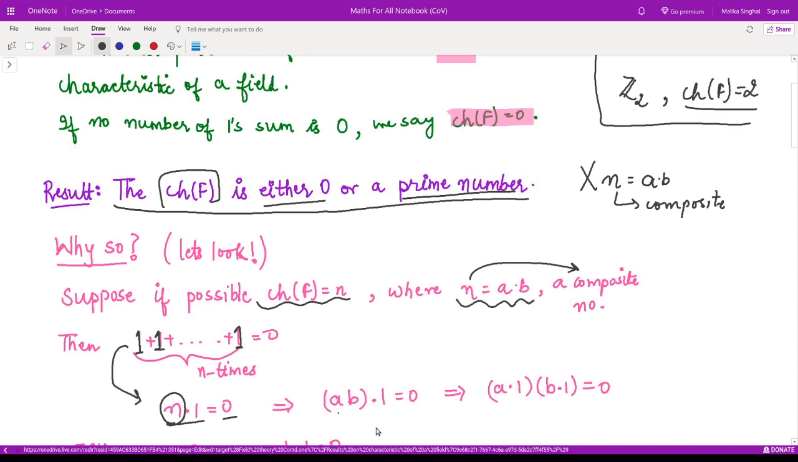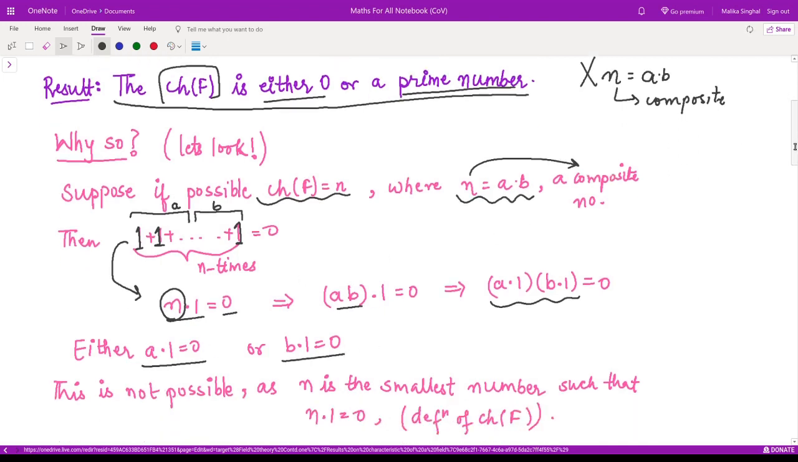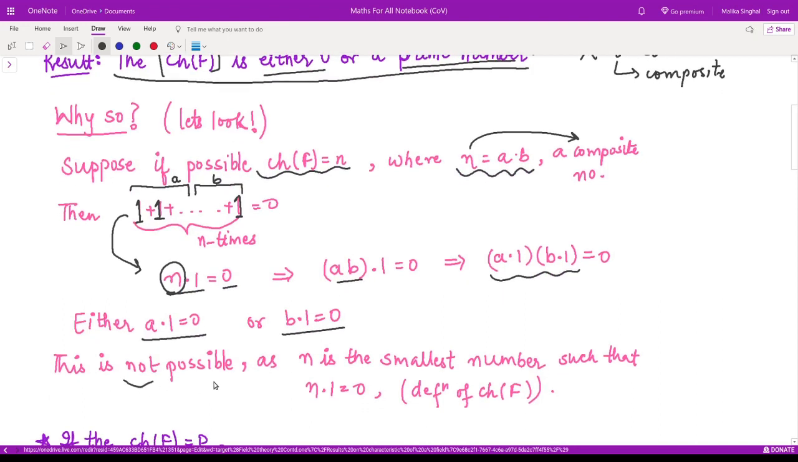So this is obvious. Now what is our n? Our n is equal to ab. So we can replace n with ab. ab into 1 is equal to 0, and we can write this as follows, because the first ones are added a times and the last ones are added b times, right? So you can write this as (a into 1) times (b into 1), that is equal to 0. Now the multiplication of these two is equal to 0. What does that mean? That means that either the first one is 0 or the second one is 0.